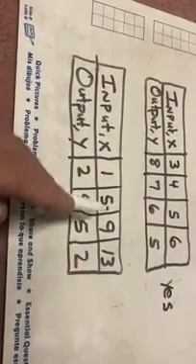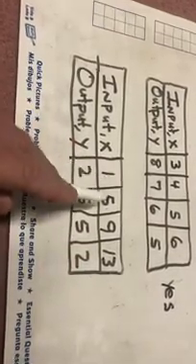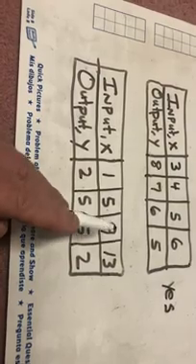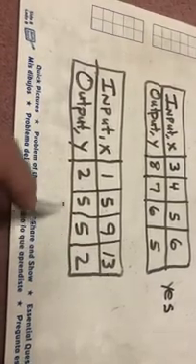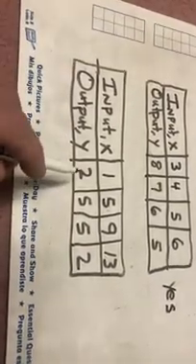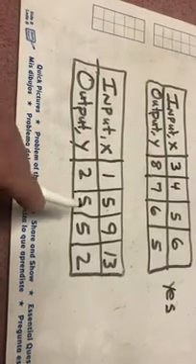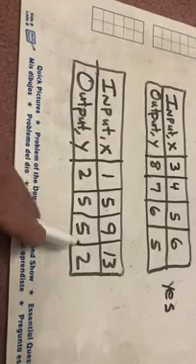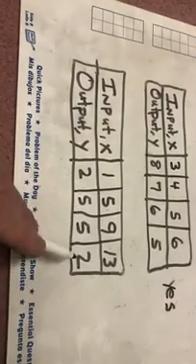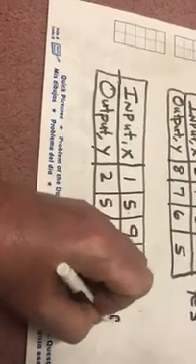If I look at my second one here, in my x, I'm going 1, 5, 9, 13. Well, I notice that I'm adding 4 every time. 1 plus 4 is 5, 5 plus 4 is 9, 9 plus 4 is 13. Then I look at my output, and I'm going 2, then 5, then 5, then 2. It's not a consistent pattern. Thus, if I were to graph this, it would not be a straight line. And that's how you can look.